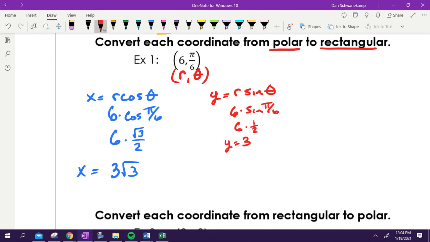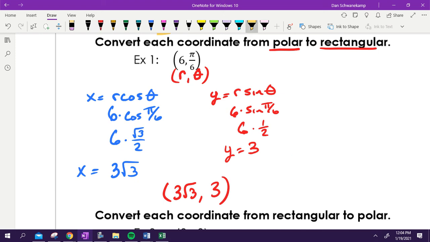And so what does that get me? Well, that gets me my ordered pair. My ordered pair is 3 square root of 3, 3. They're going to be a little ugly. You're going to have radicals in it. It's okay. This is my answer. What we just found out is that this thing right here is exactly the same as that thing right there. They don't look the same, but they are.